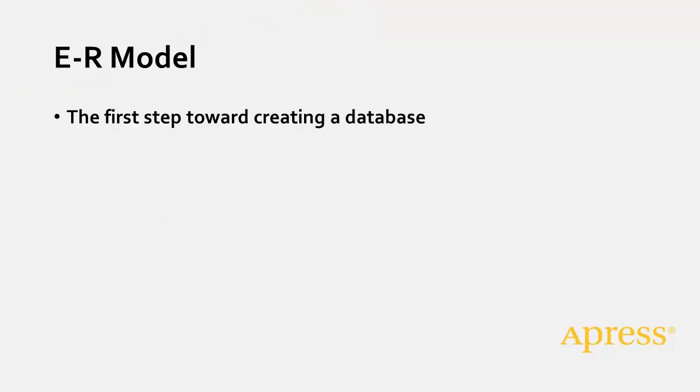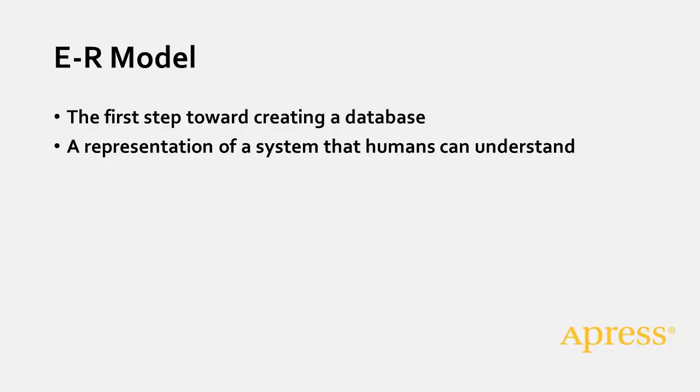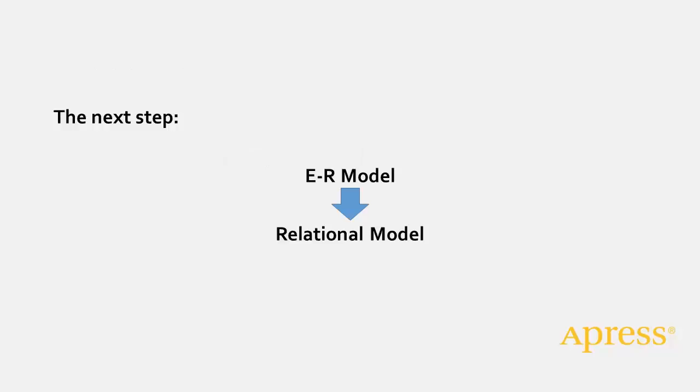We create an ER model of a system as a first step toward creating a database. The ER model is a representation of the system that humans can understand and that they can relate to the system being modeled. The next step is to convert the ER model into a form that is closer to something that the DBMS can translate into a database.